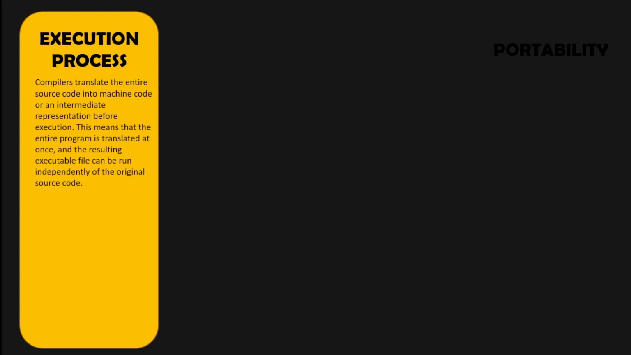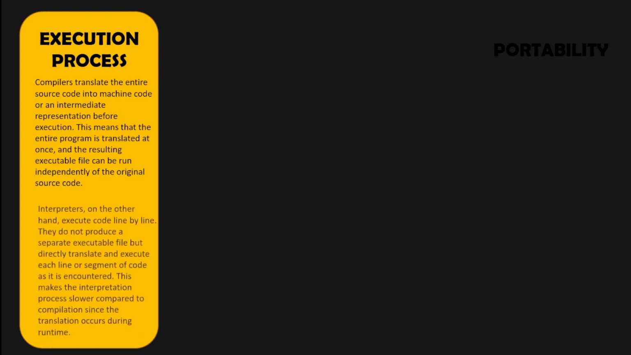This means that the entire program is translated at once, and the resulting executable file can be run independently of the original source code. Interpreters, on the other hand, execute code line by line. They do not produce a separate executable file but directly translate and execute each line or segment of code as it is encountered. This makes the interpretation process slower compared to compilation since the translation occurs during runtime.